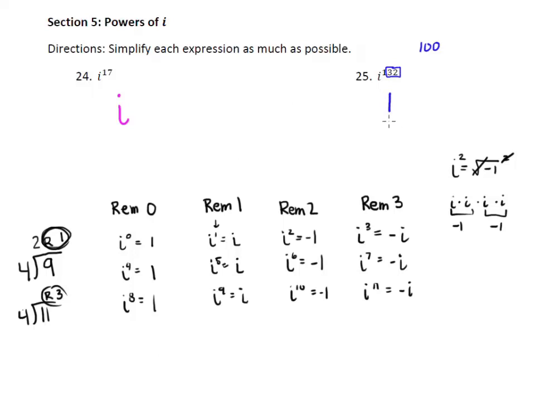Okay, there we go. And so you can do any of these you want. Just take the last two numbers, basically, and divide by 4. And your remainder tells you which column it's going to be in: remainder of 0 and your answer is 1, remainder of 1 and your answer is i, remainder of 2 and your answer is negative 1, remainder of 3 and your answer is negative i.